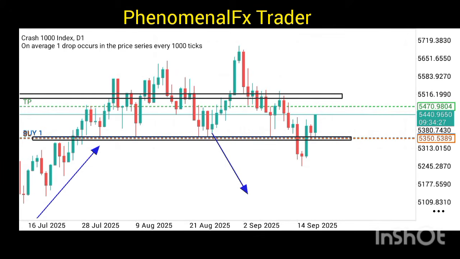Since there's a change of character, I'm just trading against the direction of the market at this point. So you can see, apart from that, now on my entry is what I want to show you. How was I able to take this trade setup? I was able to spot this setup.